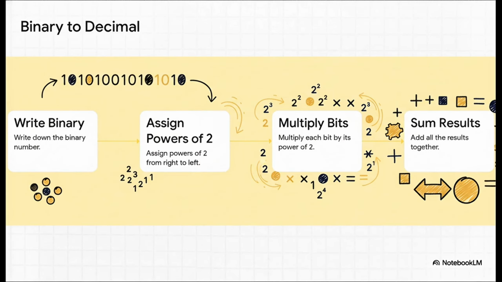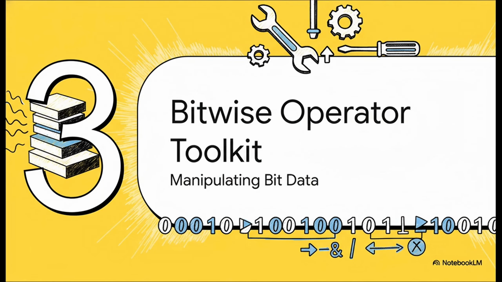Okay, so what about going the other way? Well, it's just as straightforward. Each position in a binary number represents a power of 2, starting from the right. All you do is multiply each bit, the 1 or the 0, by its position's value, and then just add everything up. So now that we can speak the language, it's time to learn how to give commands.